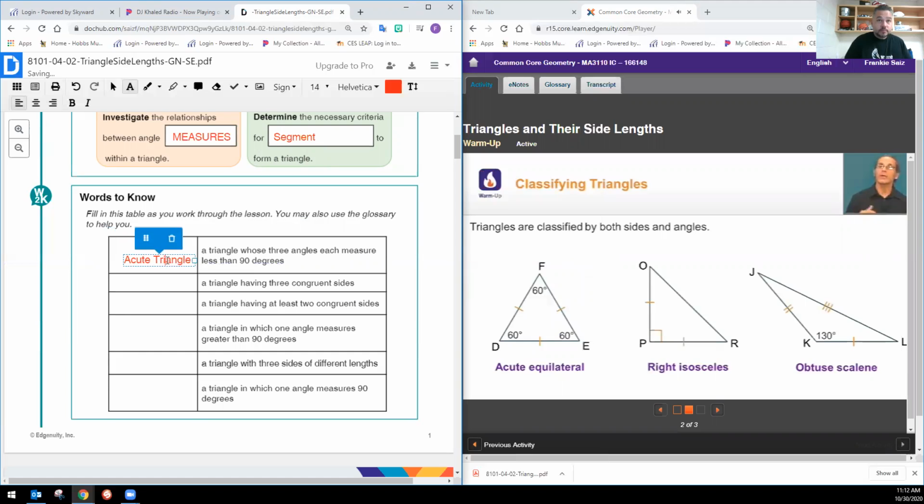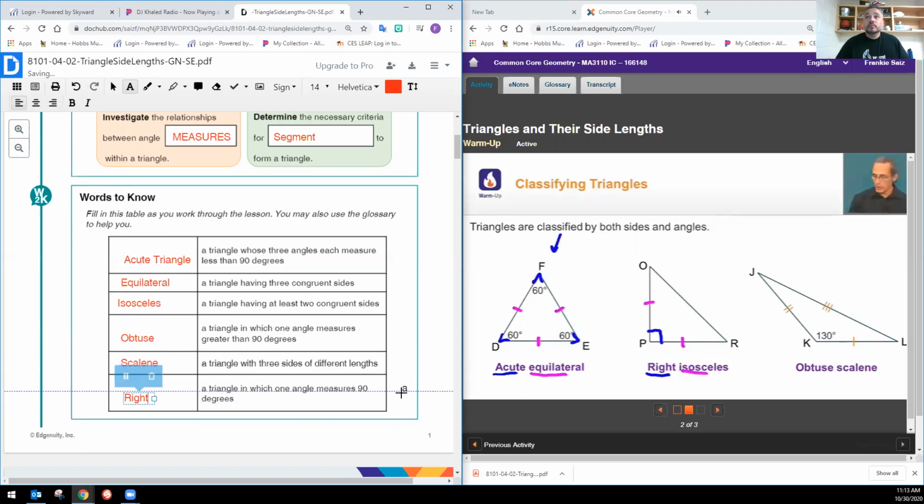Triangles are classified by both sides and angles. If I have an acute equilateral triangle, as we do here with triangle DFE, it is acute because all three angles are acute. And it is equilateral because all three sides are congruent. Look at the second triangle. Second triangle is a right isosceles triangle. That's triangle OPR. Why is it right? Well, because it contains one right angle. Why is it isosceles? Well, it contains two sides of equal length.